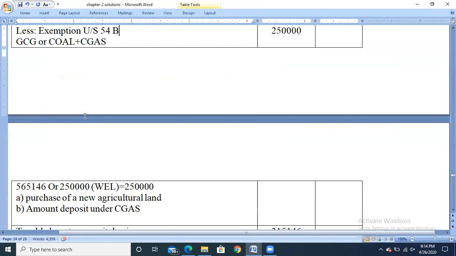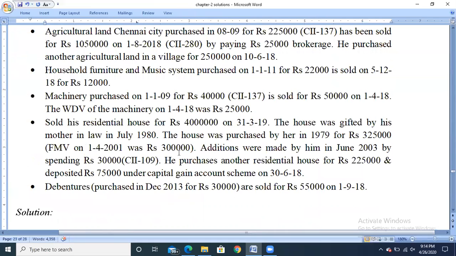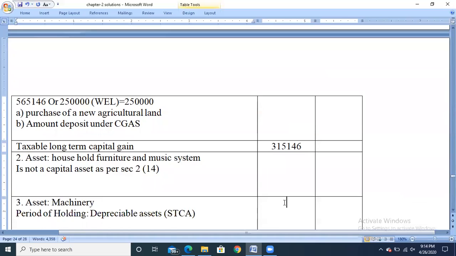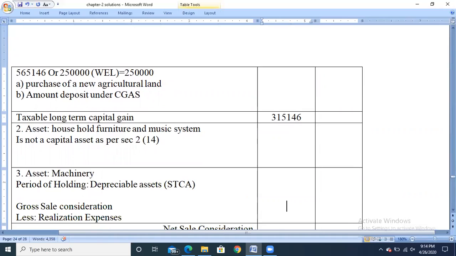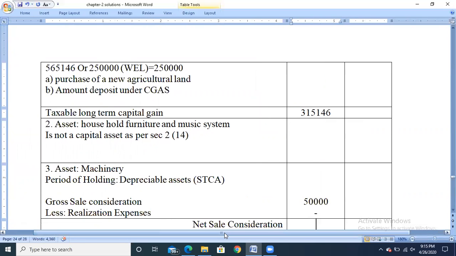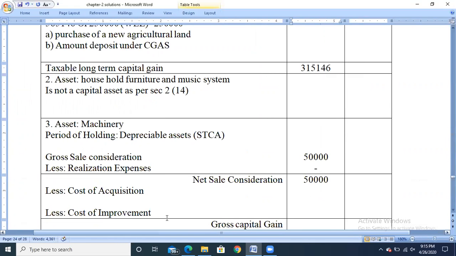Now calculate the income from capital gain. First, the gross sale value, that is 50,000, is the gross sale consideration. There is no information about the transfer or the realization expenses, so it will be taken as nil. From that, minus the expenses, the net sale consideration is 50,000. Next, cost of acquisition.